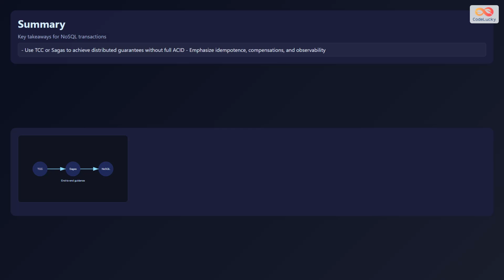To summarize, use TCC or Sagas to achieve distributed guarantees without relying on traditional ACID transactions across services. Emphasize idempotence to handle network retries safely. Implement robust compensation logic that handles all failure scenarios. Ensure strong observability through tracing, logging, and metrics. Choose TCC for tightly coordinated operations requiring strong consistency. Choose Sagas for long-running workflows with eventual consistency. Design your system with these patterns in mind from the beginning. With proper implementation, you can build reliable distributed systems on NoSQL databases.